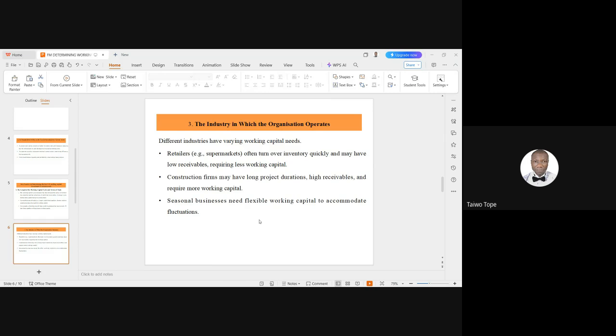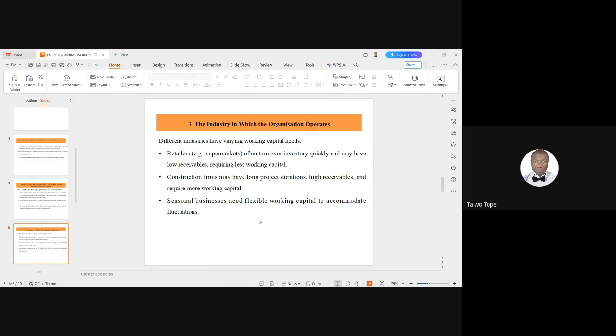due to non-availability of cash and the rest of it. So the point is this: a construction company may spend heavily at the start of a project, but only receive payment months later, requiring what? Requiring more financing to sustain its operations.